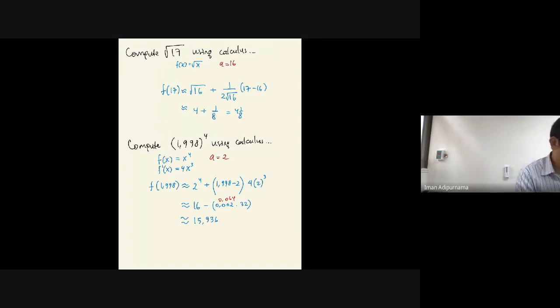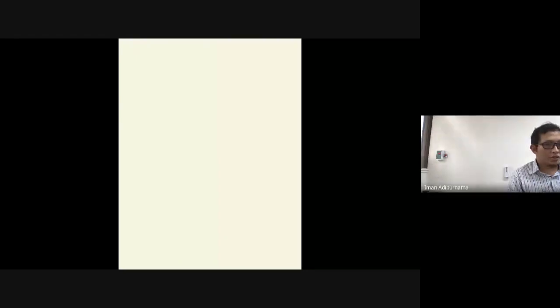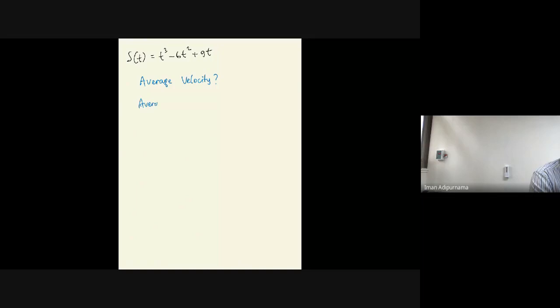Okay, now I'm writing in your notes in the PDF file. Let's say you have this position: s equals t cubed minus 6t squared plus 9t. The question is, what is the average velocity and what is the average speed? From these questions, I will link to the next chapter.